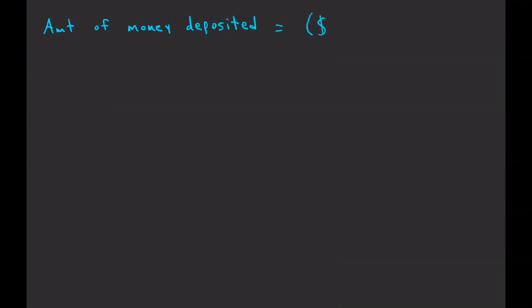This is going to be the $275 that you put in 4 times per year, and you did that for 6 years. So you put in $275, you did that 24 times, really. You did it 4 times a year for 6 years. And if you actually calculate this, you get $6,600. Let's make those sixes look a little better.